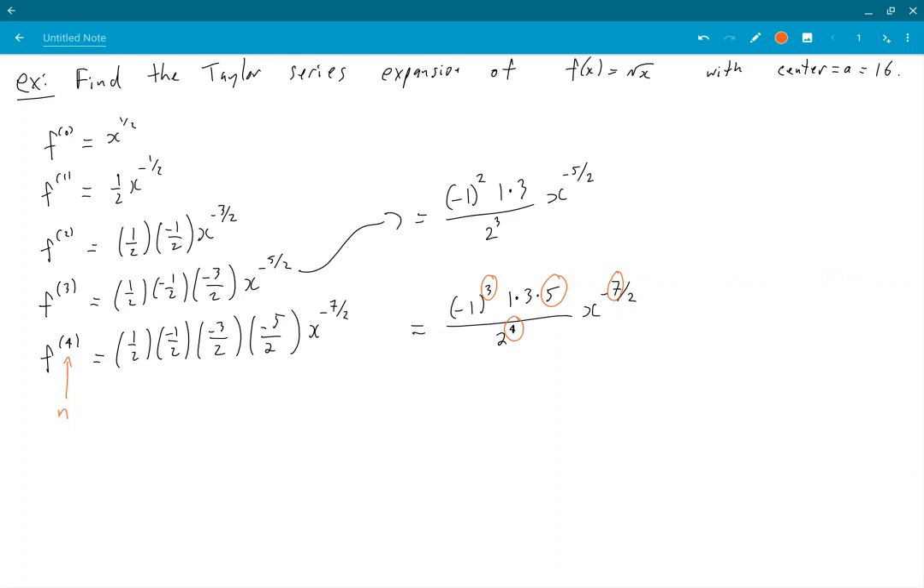Okay, the 4 is the easiest. It looks like it's just n, right? Okay, it's this n over here. The 7 and the 5 are tricky, but the 3 looks like it's going to be n minus 1, right? Because I have n minus 1 here.